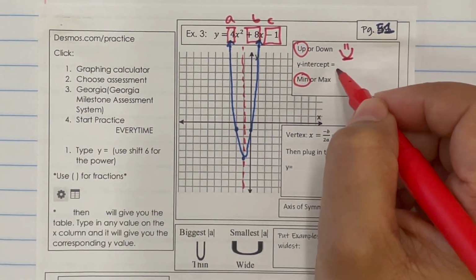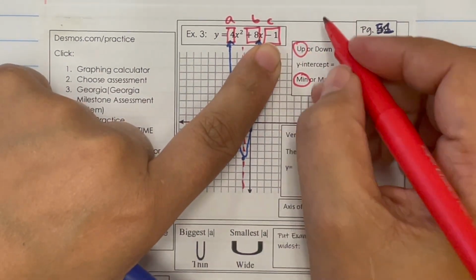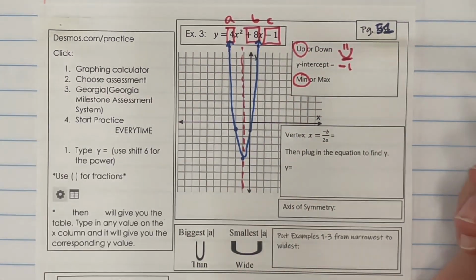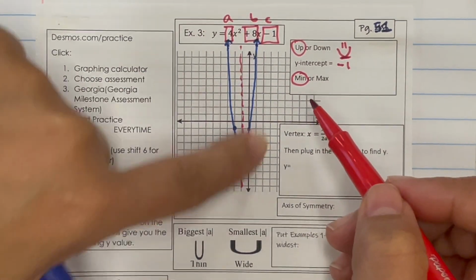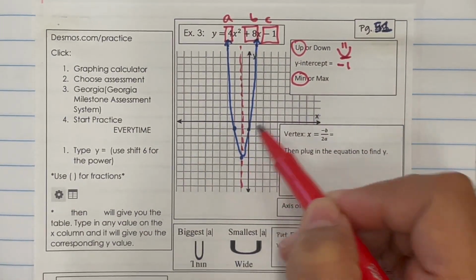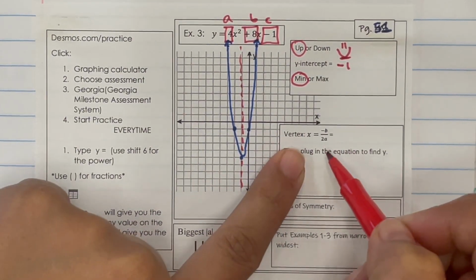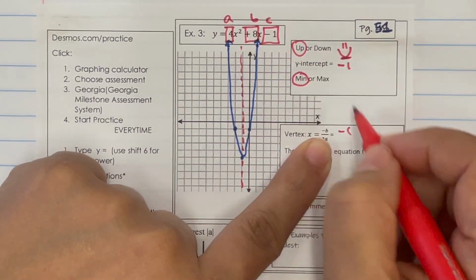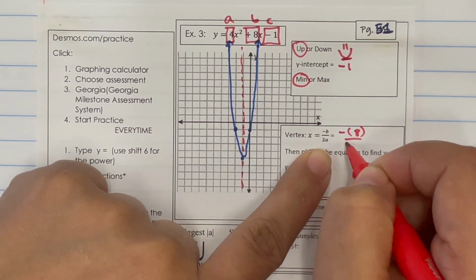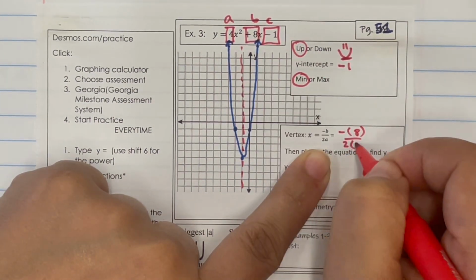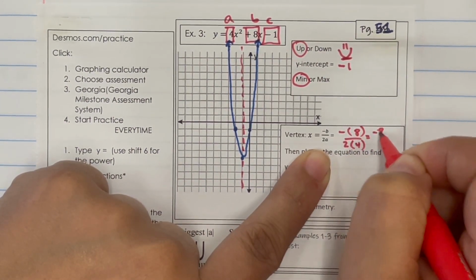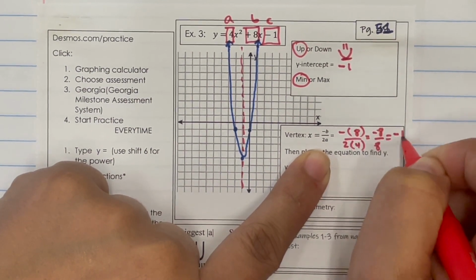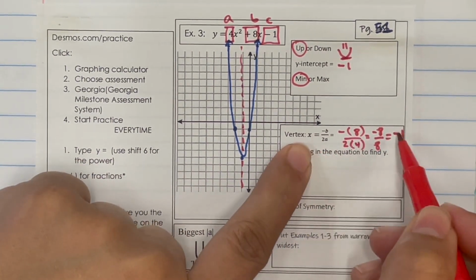All right, what is the y-intercept? Y-intercept is just the C by itself, so this is -1. All right, and again, you're double checking. So you see it's up, it has a y-intercept of -1, it has a minimum right there. All right, let's plug in for my vertex. So my vertex is minus whatever B is, 8, over 2 times whatever A is, and A is 4. So that's going to be -8 over 8, which simplifies to -1. So that's my X value is -1.